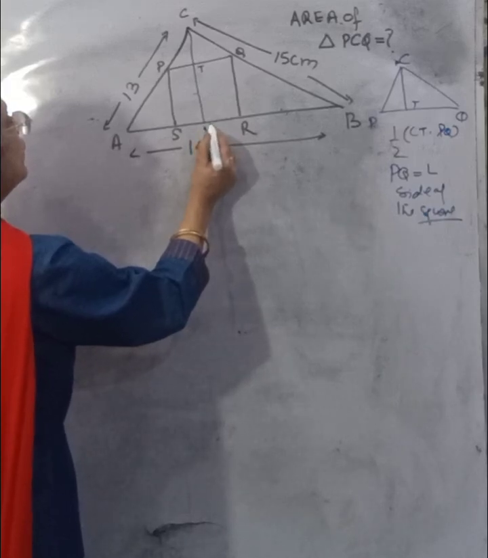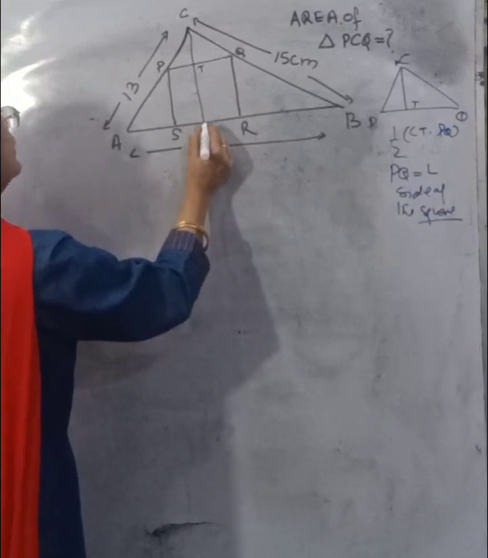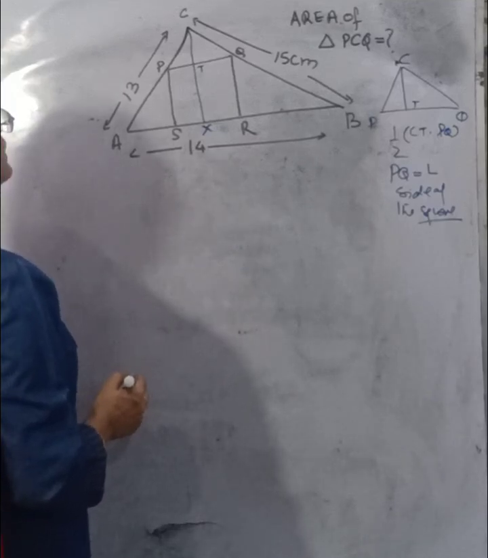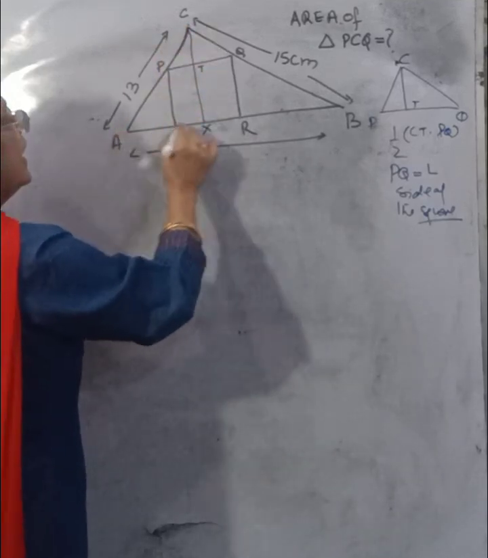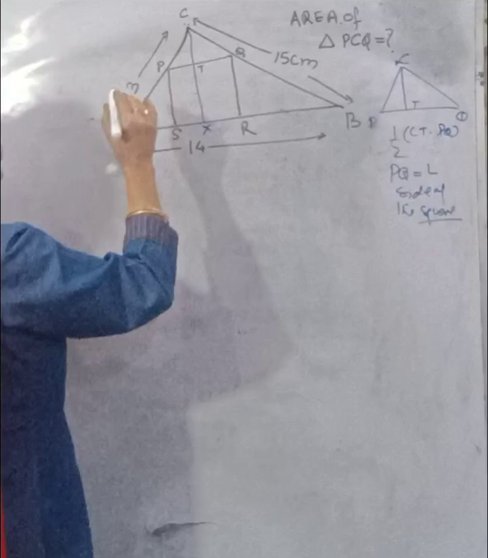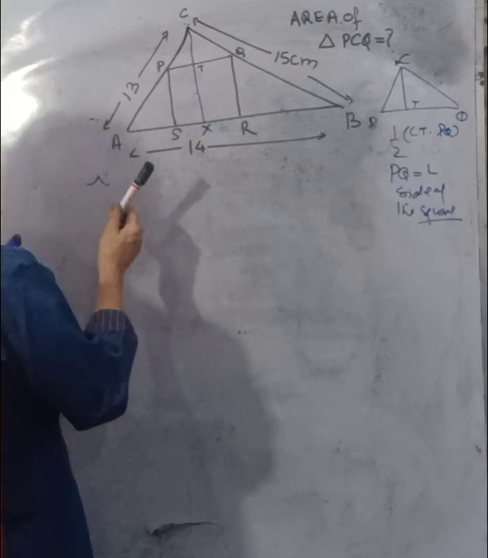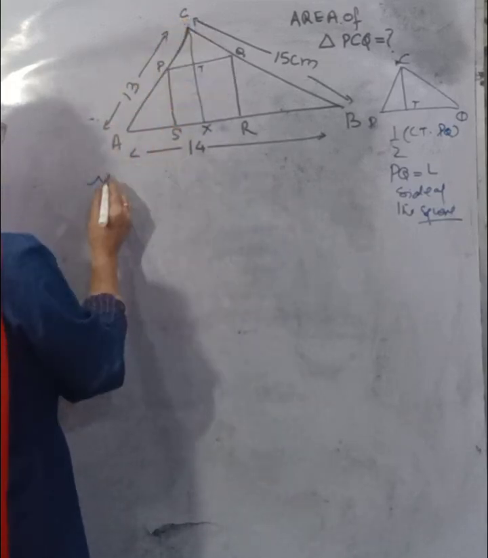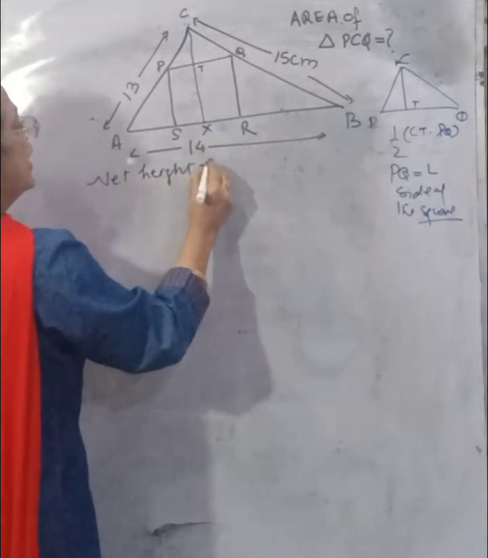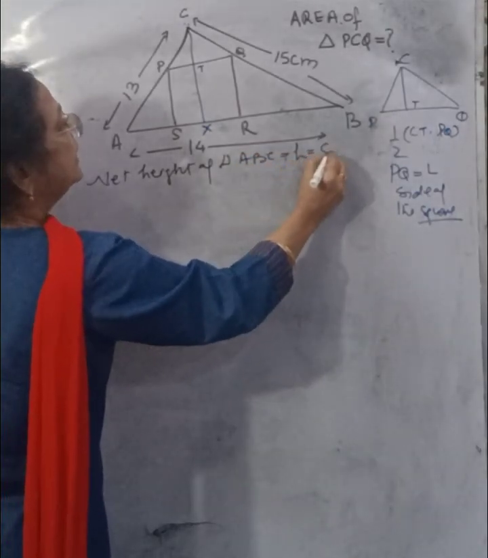This point is U. This point is X, suppose. Now we can see the total height of this triangle ABC is CX. Let us suppose this is H. The net height of triangle ABC is H, equal to CX.